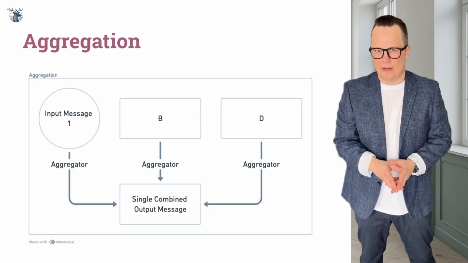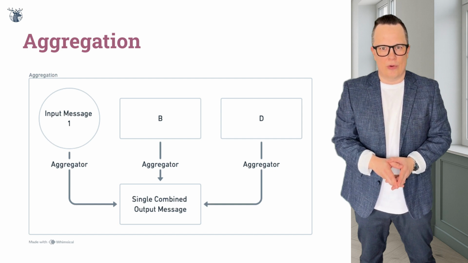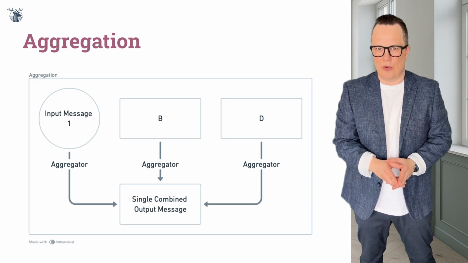So, to summarize, use aggregation when you need to wait for multiple inputs and deliver a single, complete result. It's a crucial pattern when working with distributed or event-driven systems.